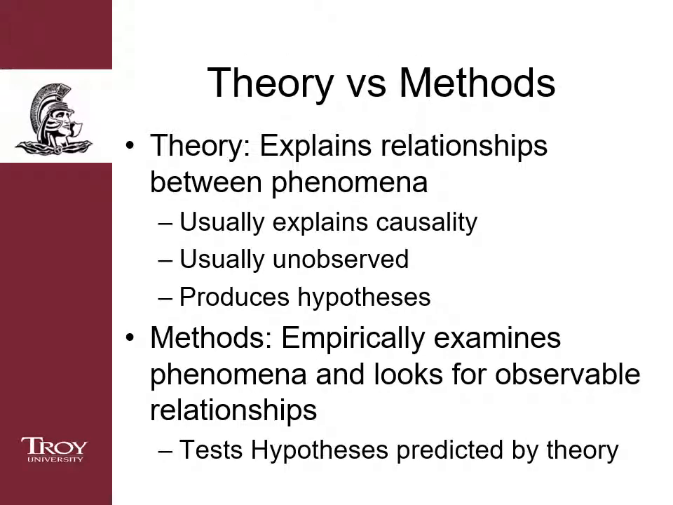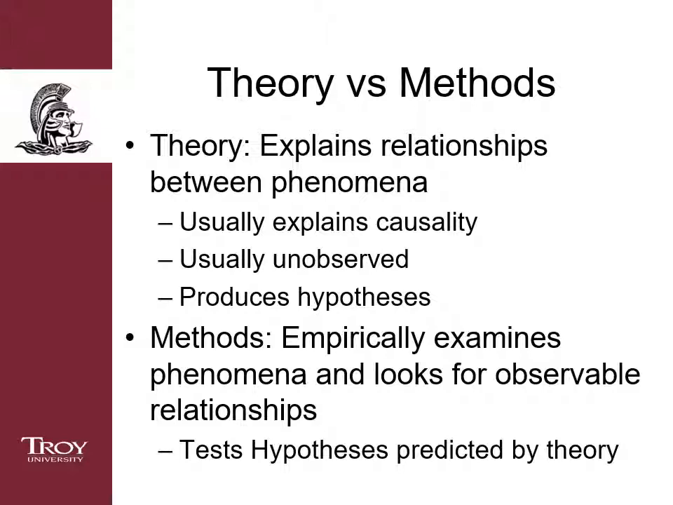Okay, there's theory and methods. And the course goes into both of those, and that's intentional. There are actually separate courses in each of these in our program. Theory explains relationships between phenomena. That means it says why. It tells us why things are happening rather than just observing that they happen. And this usually involves causality. That's very much what theory gets at. Theory is the primary thing that establishes causality.